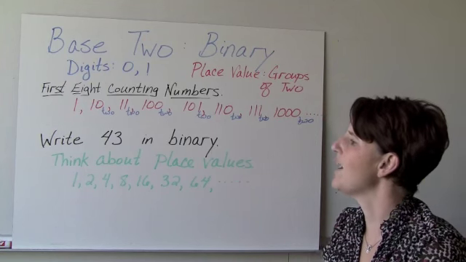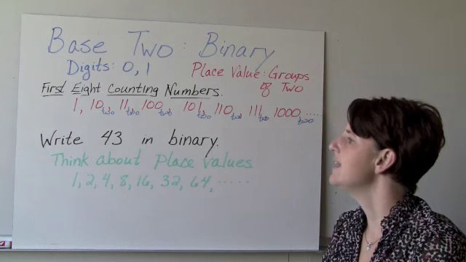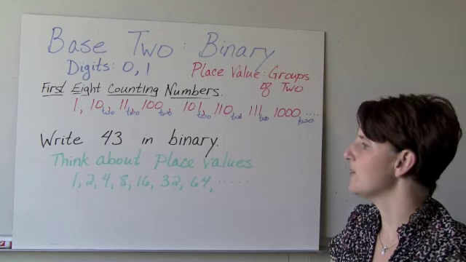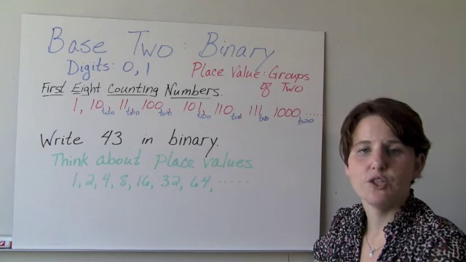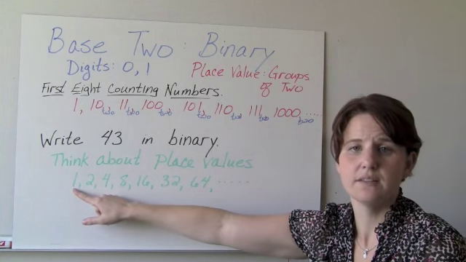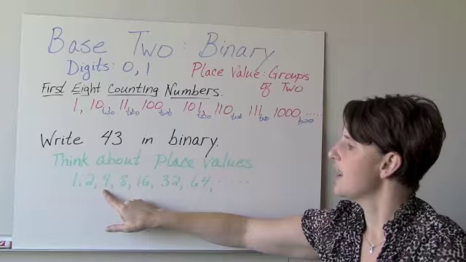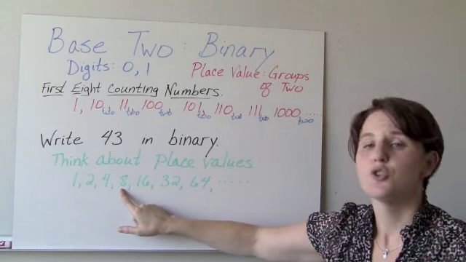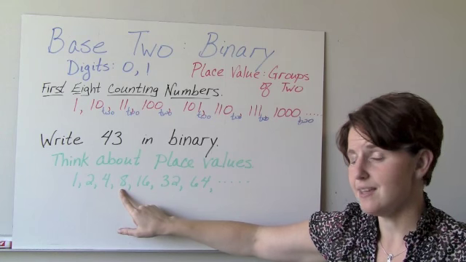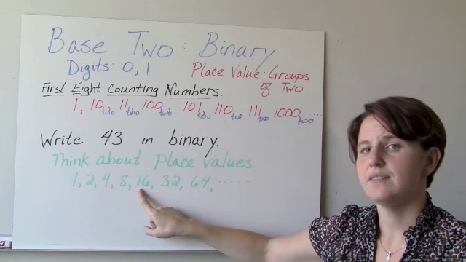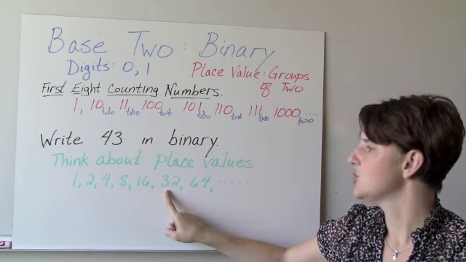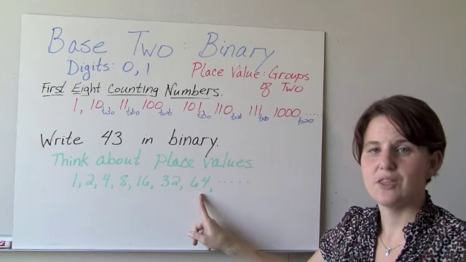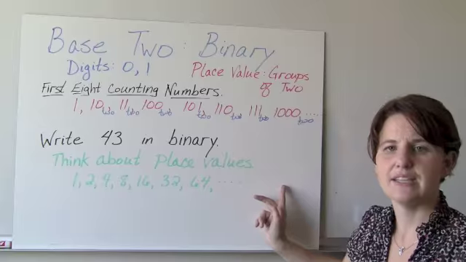And so if we wanted to write 43 in binary, let's think about our place values. It's based on groups of 2. So 1s, then the 2s, and then 2 groups of 2, which is 4, and then 2 groups of 4, which is 8, 2 groups of 8 is 16, 2 groups of 16 is 32, 2 groups of 32 is 64, and so on.